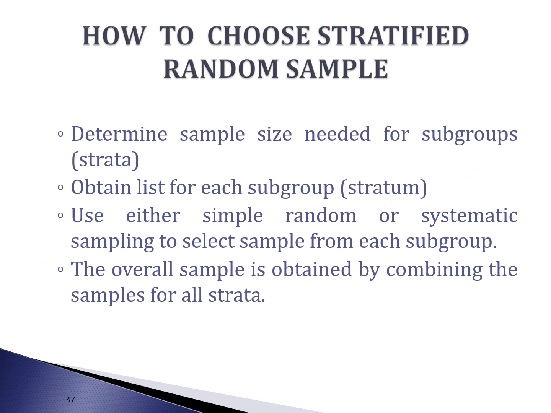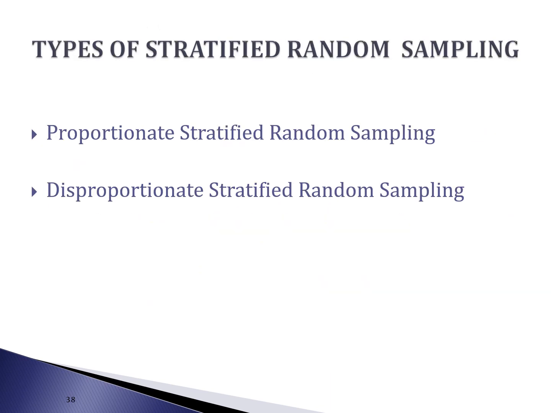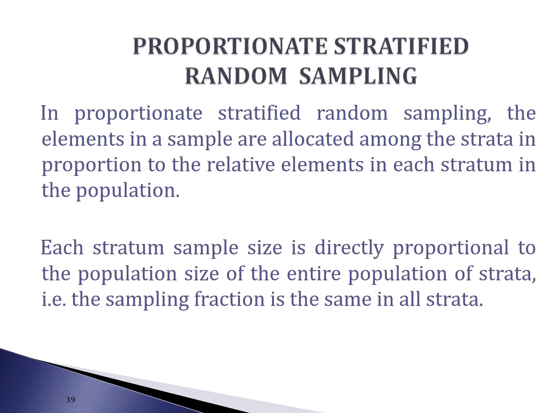How to choose a stratified random sample? Determine the sample size needed for subgroups. Obtain a list of each subgroup. Use either simple random or systematic sampling to select a sample from each subgroup. The overall sample is obtained by combining the samples for all strata. There are two types of stratified random sampling: proportionate stratified random sampling and disproportionate stratified random sampling.